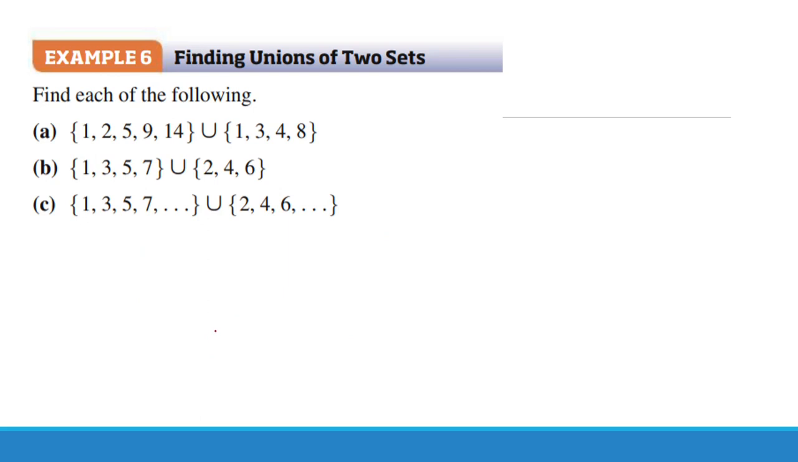Example 6, find the union of the two sets. Part A, we have the numbers 1, 2, 5, 9, 14. Union that with 1, 3, 4, 8. Now for a union of a set, it's actually pretty easy. We just list all of the elements. So we have a 1, 2, 3, 4. We have a 5, an 8, a 9, and 14.